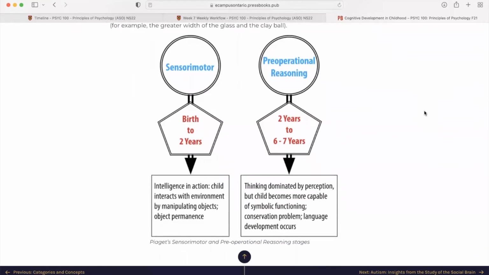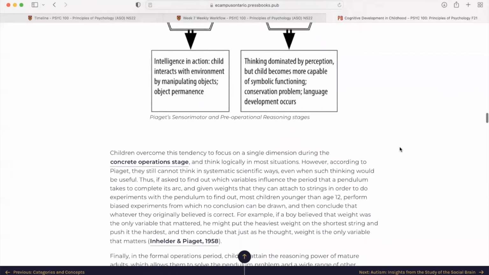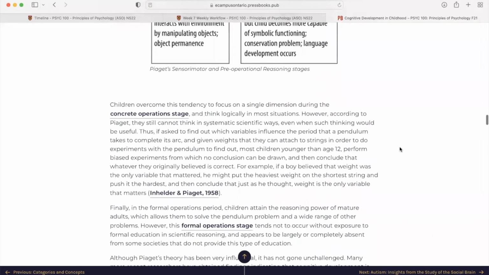So the sensorimotor stage, from birth to 2 years: intelligence in action. Child interacts with environment by manipulating objects, object permanence. And pre-operational reasoning, I'm reading a chart here if you're not watching this on YouTube: 2 years to 6 to 7 years. Thinking dominated by perception, but child becomes more capable of symbolic functioning. Conservation problem. Language development occurs. These were Piaget's sensorimotor and pre-operational reasoning stages.